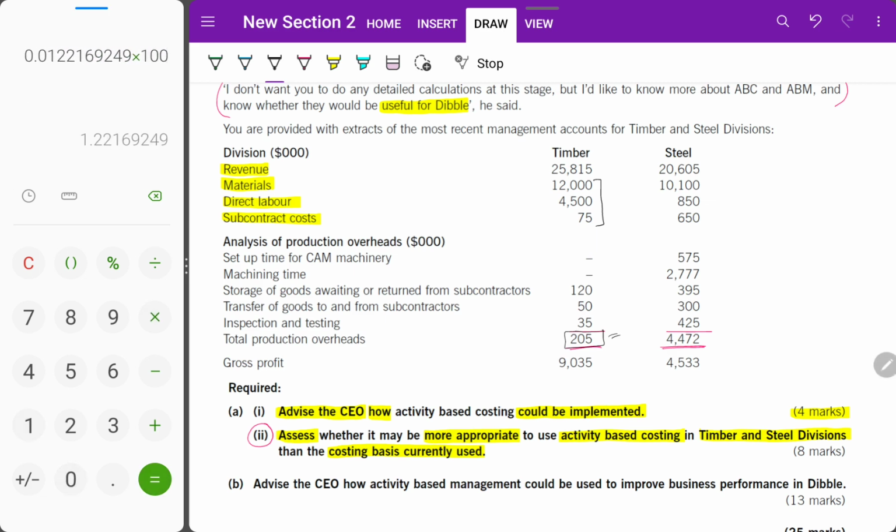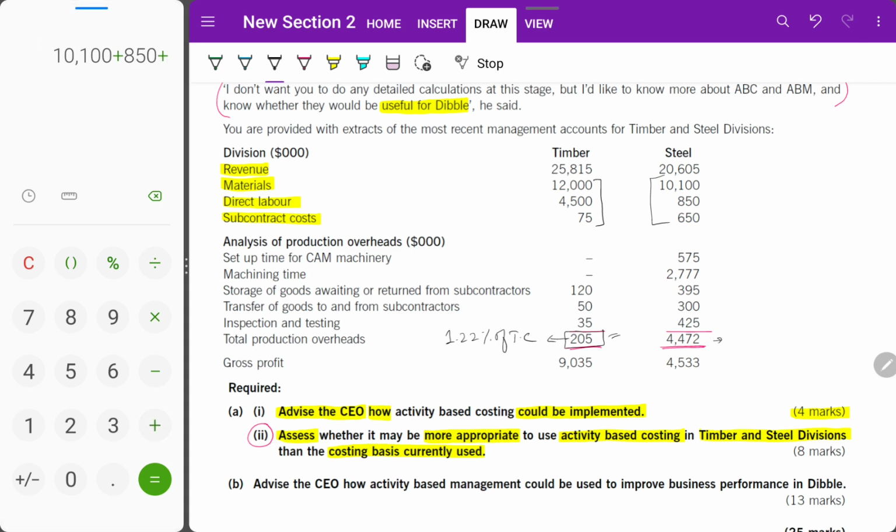So it's 1.22%, right? These overheads are 1.22% of total cost, right? What about the second one? Let's try to recalculate the second one. Let me calculate the total cost first. 10,100 plus 850. We are just adding these figures.